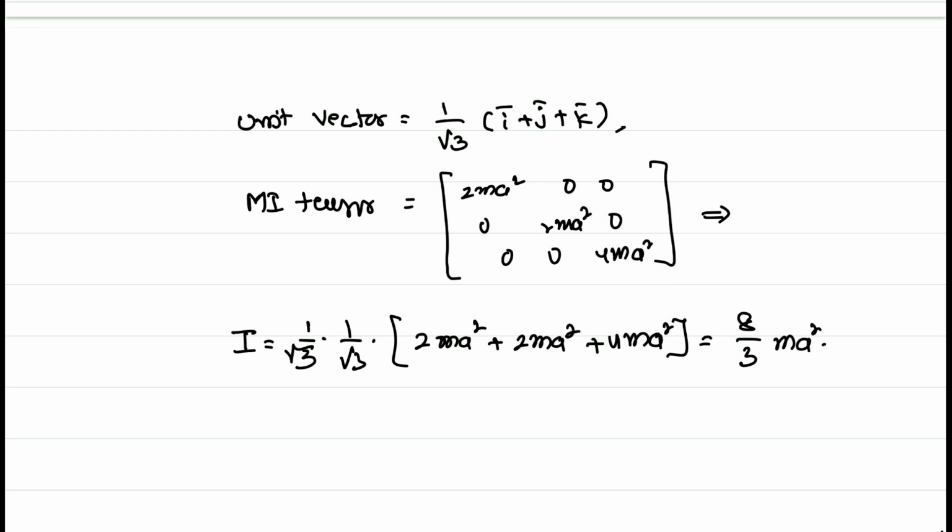How have we got this? I want to leave it as homework. You please recollect I is equal to n transpose I n. This is what you should recollect.